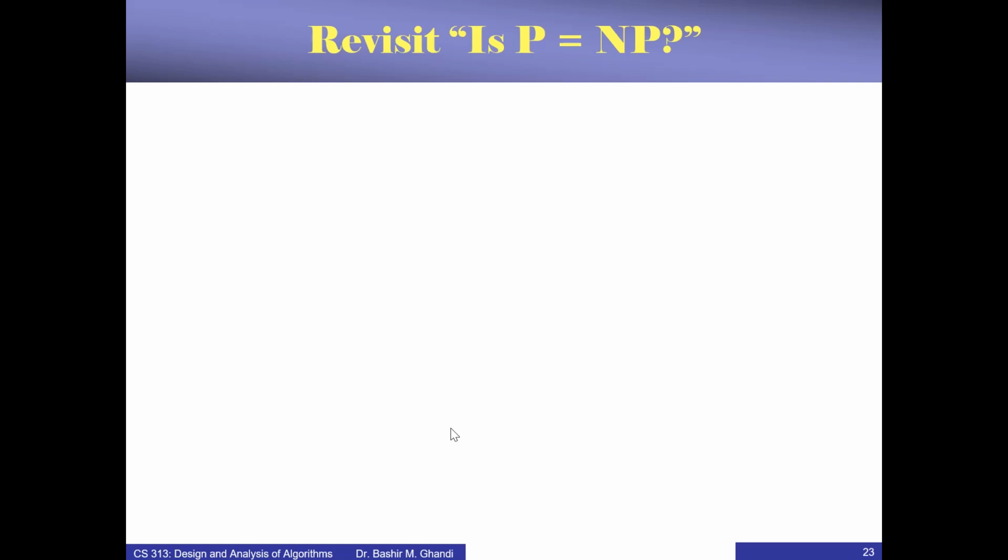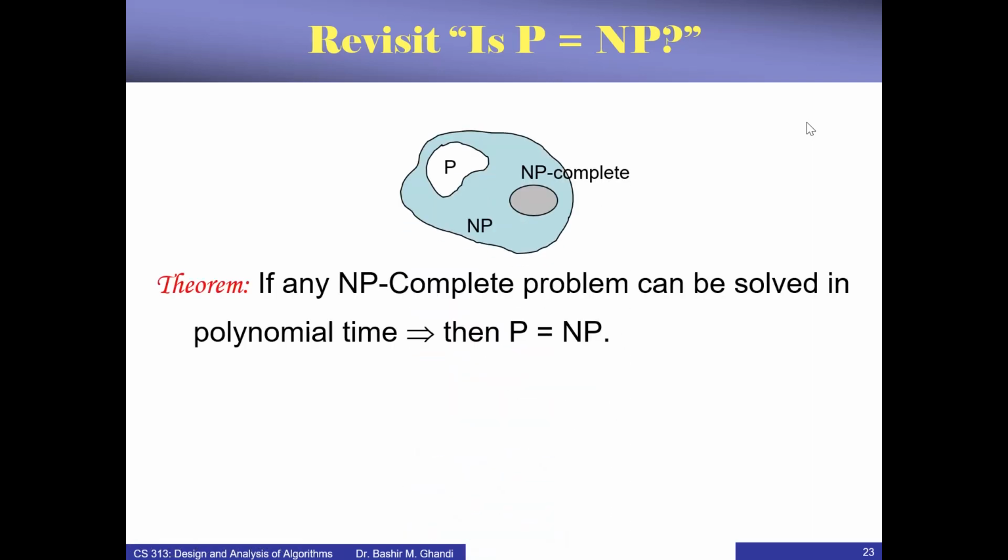A final revisit to our P equal to NP. It is shown by this theorem. If any NP-complete problem can be solved in polynomial time, then it is a proof that P is equal to NP. This is a theorem. We're not going to prove it in this lecture or in this course, but the proof is there.